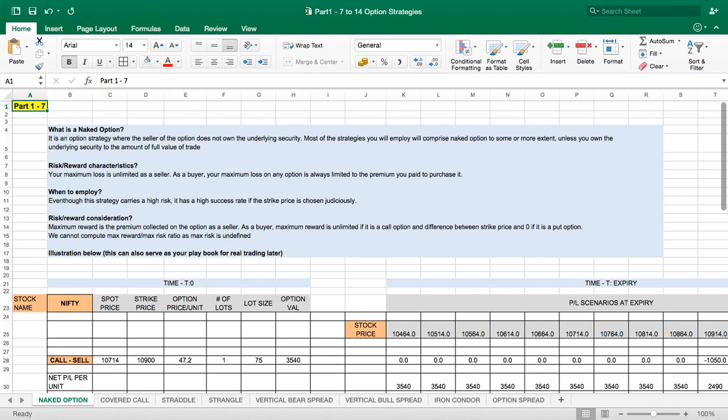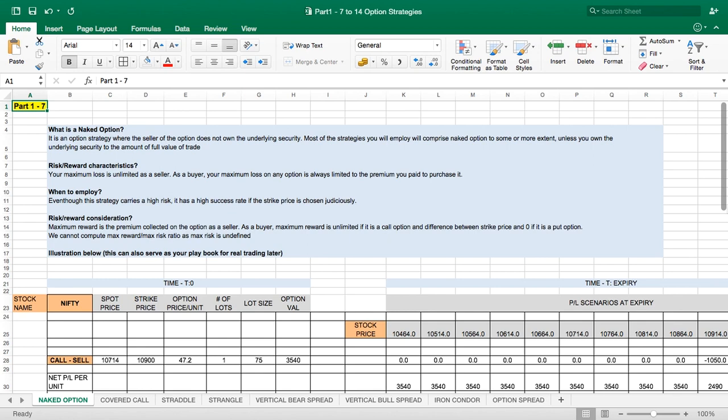So a naked option, think very simply, is a trade where you're setting up a single option position, or maybe multiple contracts, which do not have any hedge. And this is something that we'll use in practically every option strategy that we'll employ, one way or the other, which you'll figure out. So do not worry too much about the formal definition out here.